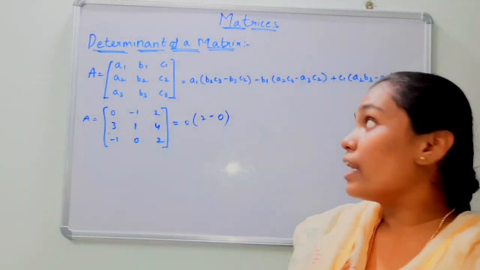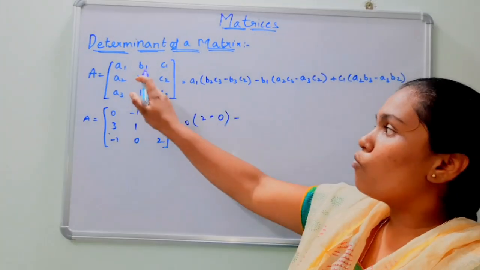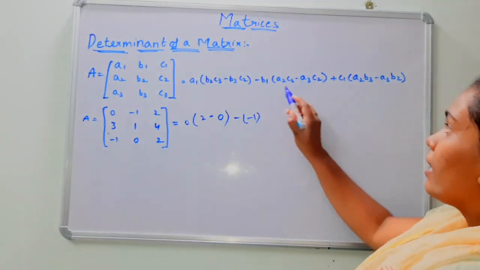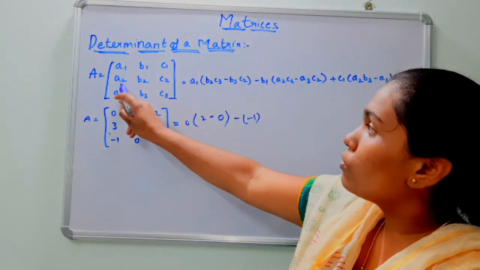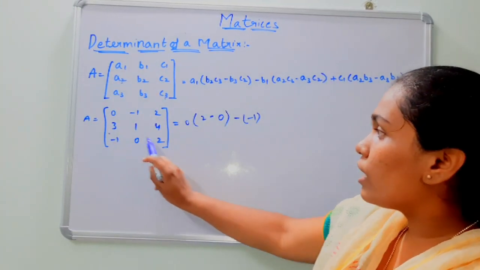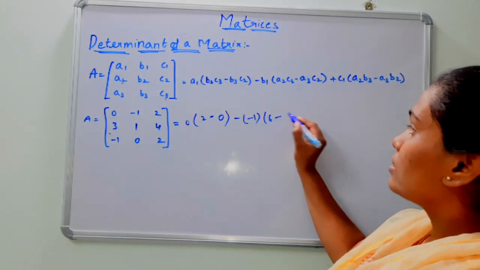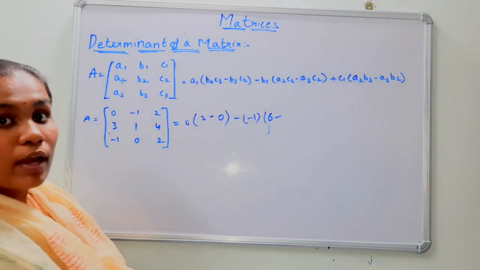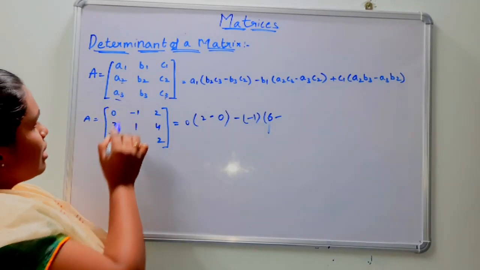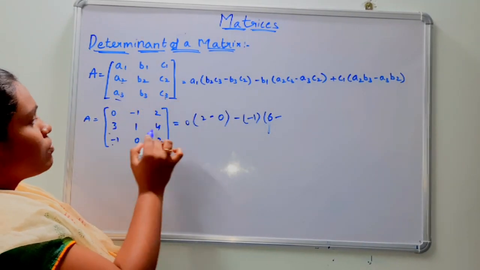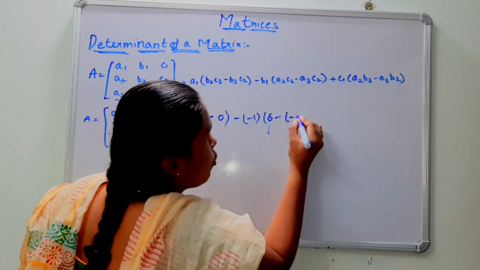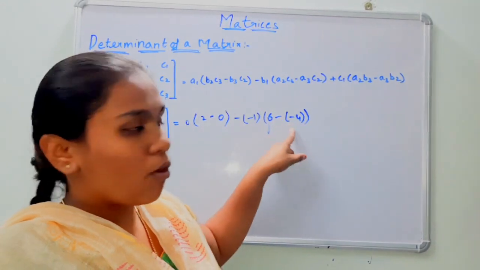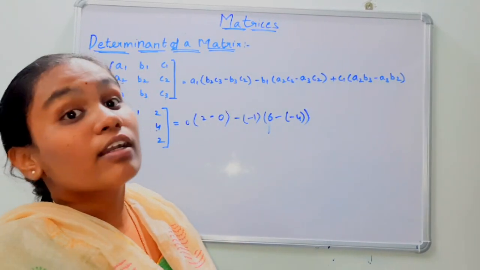Okay? Are you understanding? Next, minus B1. What is B1? Minus 1. So keep it in the bracket. Then A2 C3. Where is A2? A2 is here and C3 is here. So 3 into 2 is 6, minus A3 C2. Where is A3? A3 is here and C2 is here. Minus 1 into 4 is minus 4. So keep it in the bracket. If you have two minus signs, keep one of them in the bracket, so you will avoid confusion.